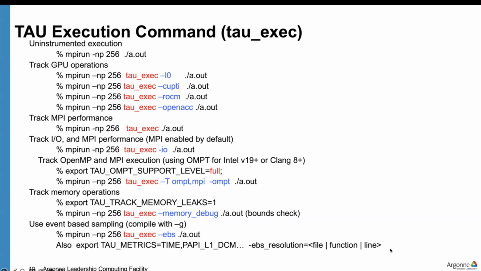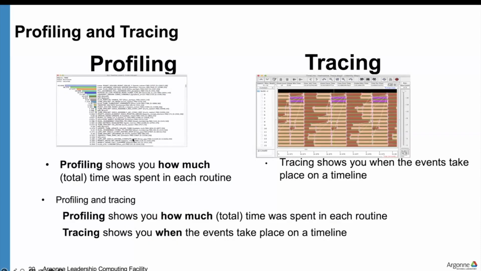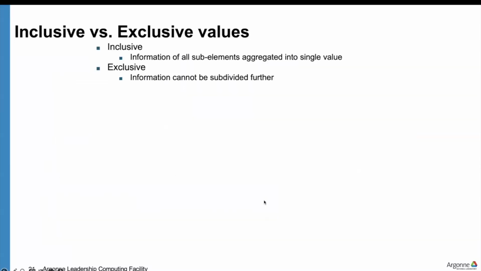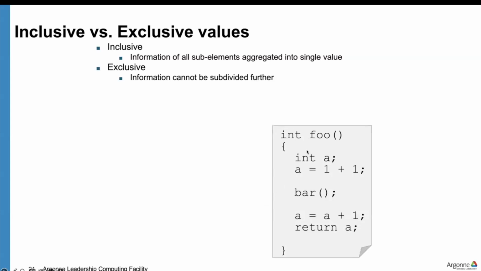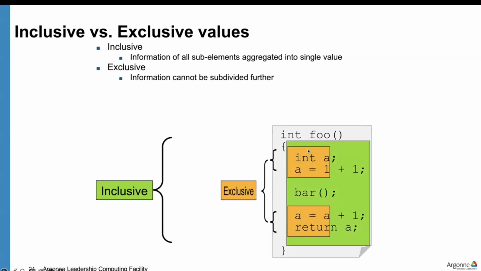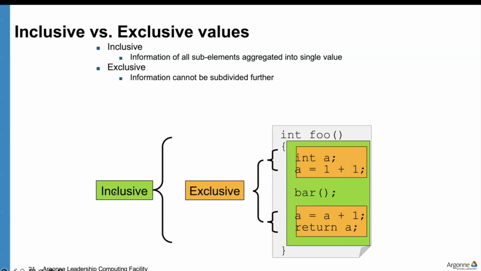We support profiling as well as tracing, where profiling shows you the aggregate data, the summary of all the time spent in each code region, while tracing shows you along a timeline when events take place. With instrumentation hooks in the application, with, say, a timer call inside the foo and bar functions, you can generate inclusive time and exclusive time.